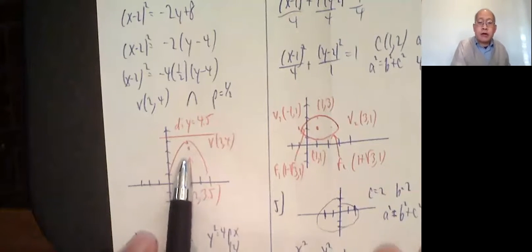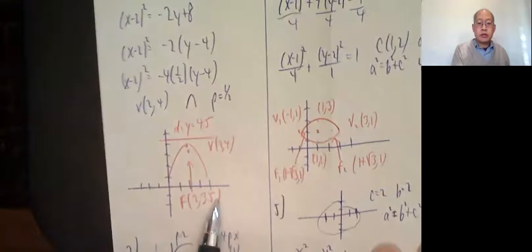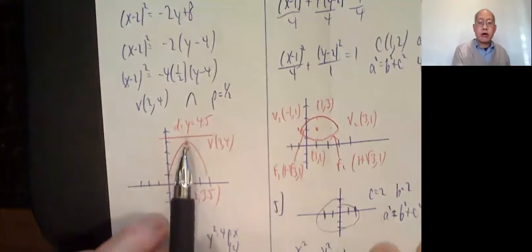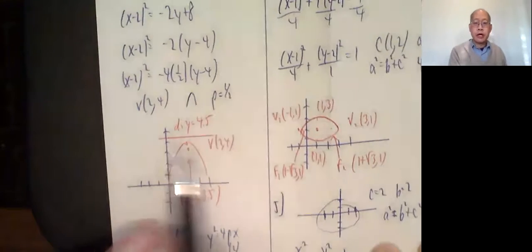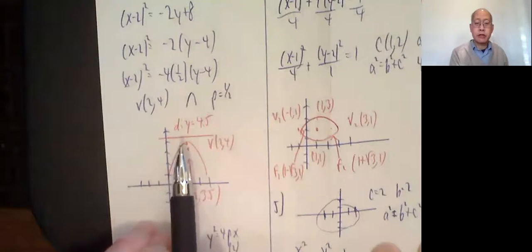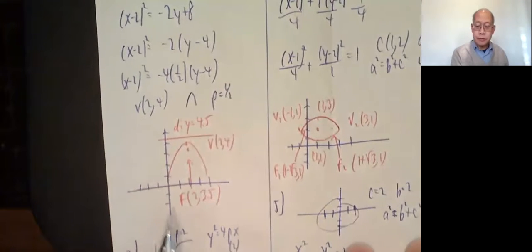I go half a unit down to get the focus, which is 2, 3.5. I go up half a unit and draw the entire horizontal line. So the directrix is y equals 4.5.